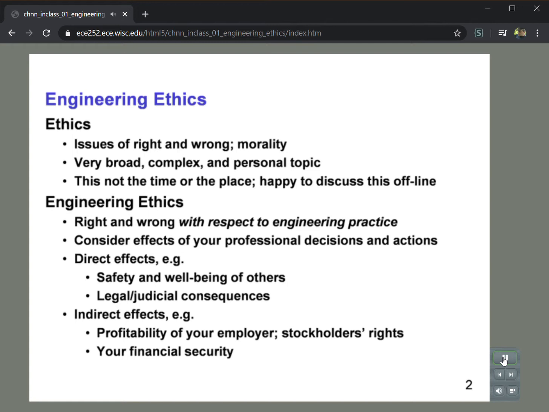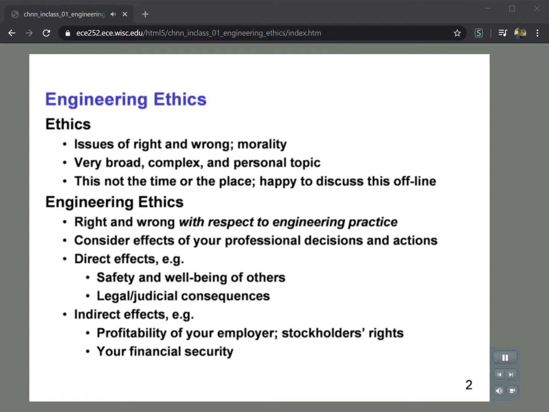Well, ethics, speaking broadly, has to do with the issues of right and wrong, sometimes referred to as morality. This is obviously, in the general case, a very broad, complex, and personal topic. This course is not the time or the place to deal with broader issues of ethics or morality. I'm happy to discuss this one-on-one with any of you offline, but that won't be happening in this setting. Rather, in this setting, we'll be focusing specifically on ethics in the context of engineering. So right and wrong with respect to engineering practice.